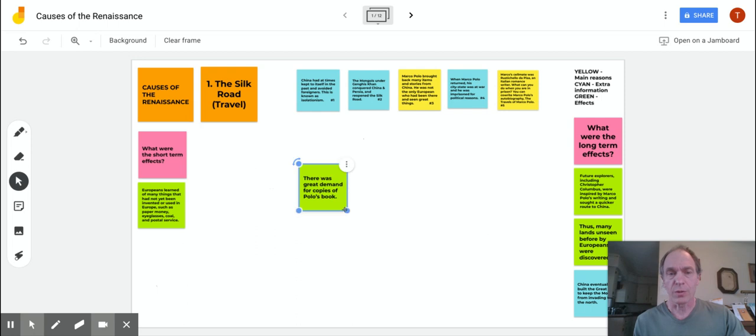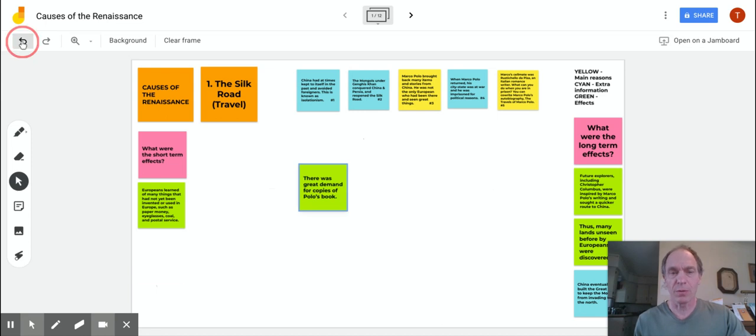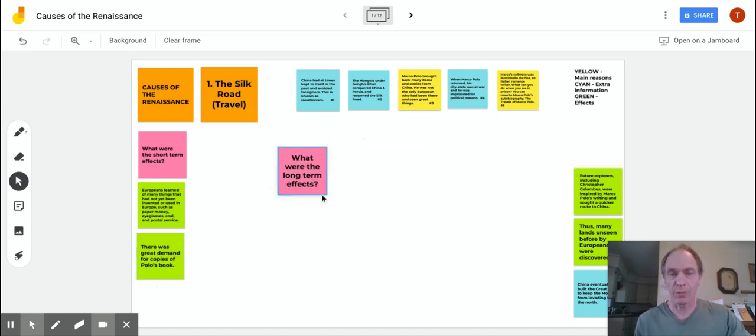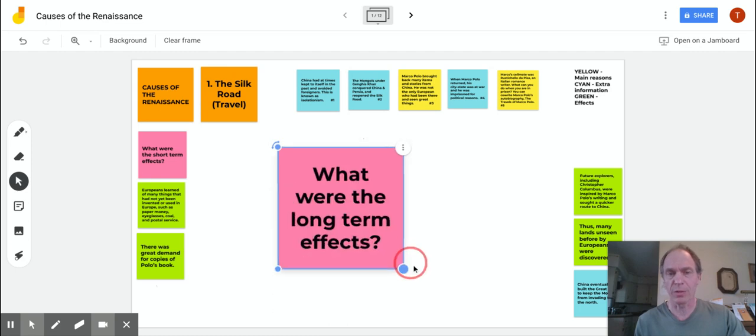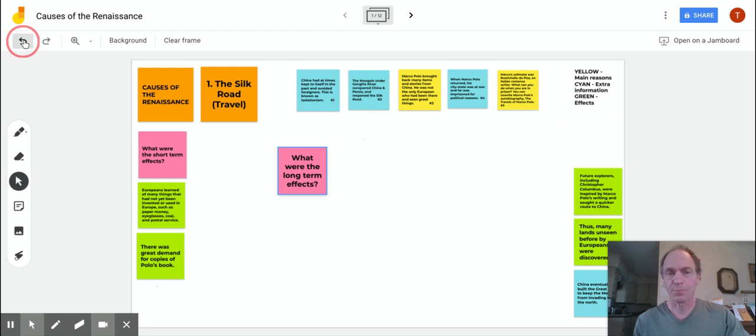And another short-term effect. There was great demand for copies of Polo's book. Many people wanted to read and find about this new place, or this place that was new to them, that had actually been around for a long time. What were the long-term effects? Let's take a look at those.